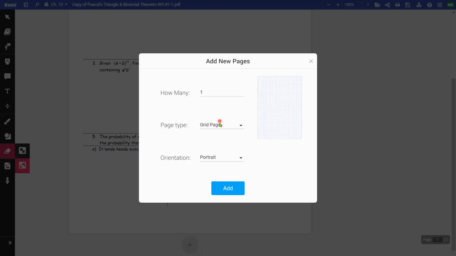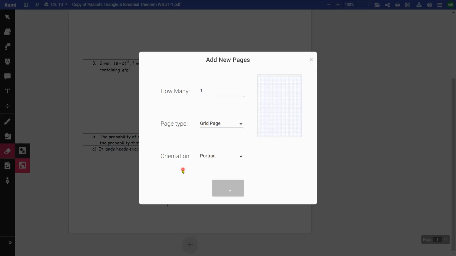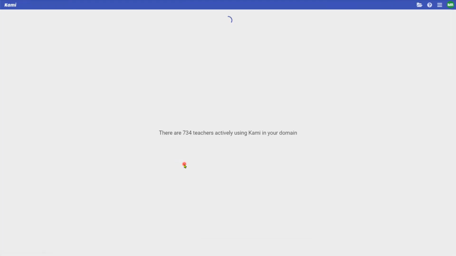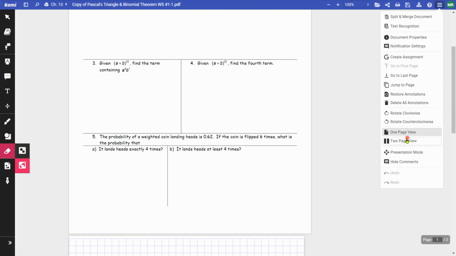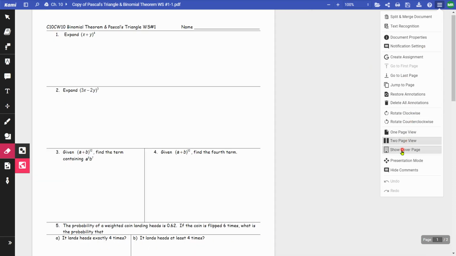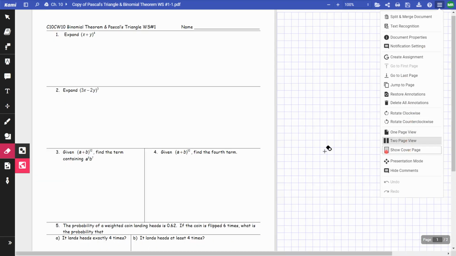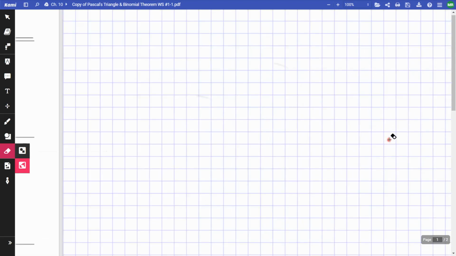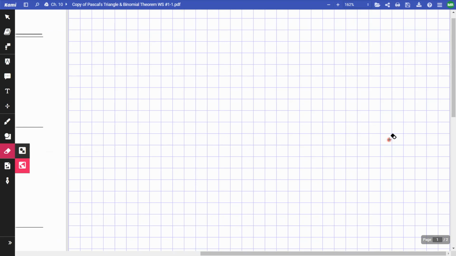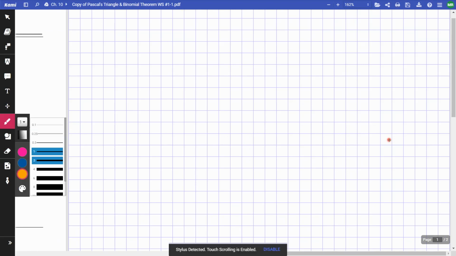Maybe I'll do the grid, just so I can draw out Pascal's triangle for myself. So let me get this to be a 2-pager and change it so that the show cover isn't there. Okay, so I am going to draw out Pascal's triangle for myself.